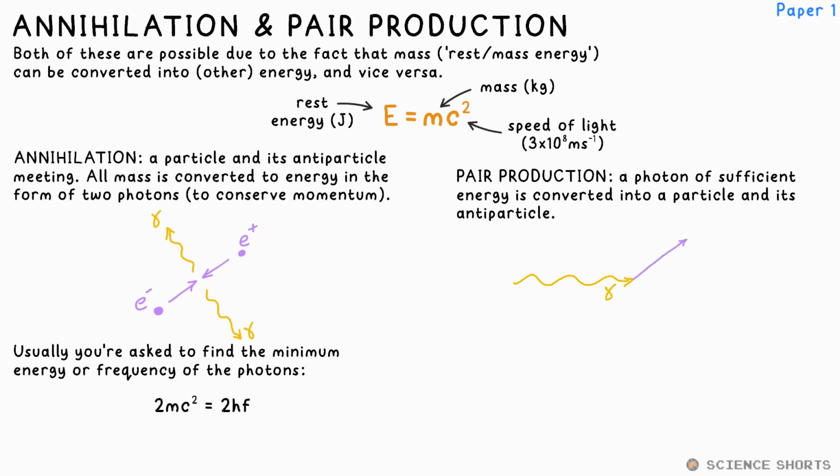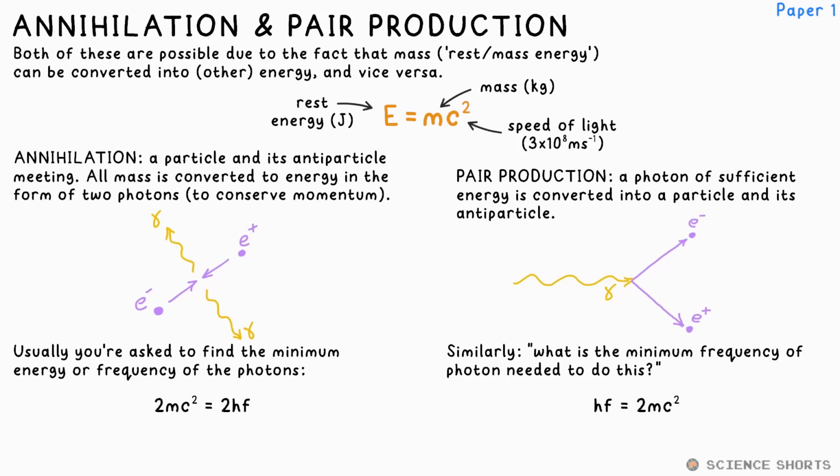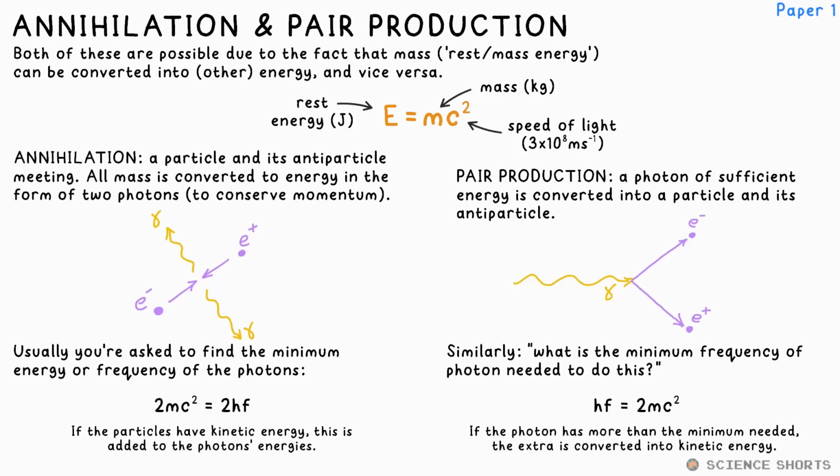The opposite can happen when a photon spontaneously converts into 2 particles, if it has enough energy. This is called pair production. This time, hf is equal to 2 lots of mc squared because it's just one photon making 2 particles. If the photon has more energy than the minimum energy needed, the extra energy is supplied to the particles as kinetic energy. It's the opposite for annihilation. If they have kinetic energy before, that also goes into the energy of the photons afterwards.